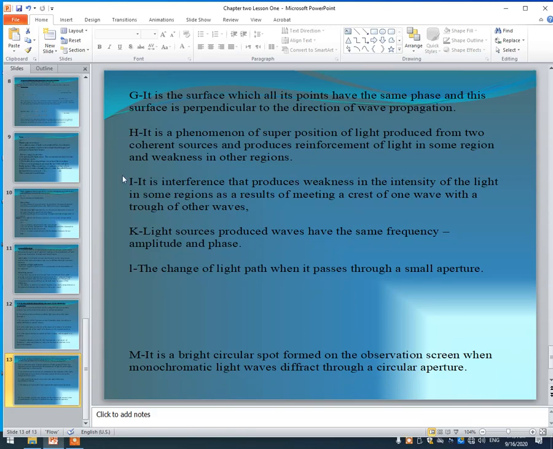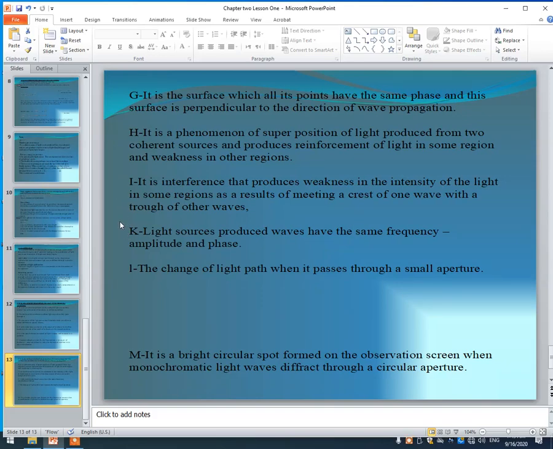It's the interference that produces weakness in the intensity of light in some regions as a result of the meeting of the crest of one wave with the trough of another wave. This weakness will give us a dark fringe. This is a type of interference. It's destructive interference.